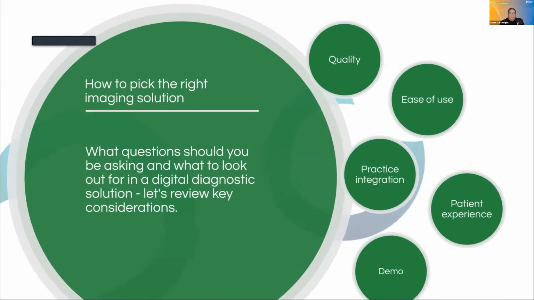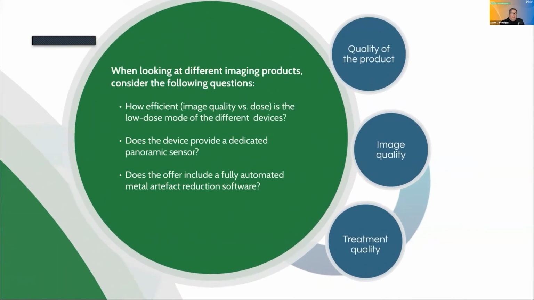When it comes to the quality of your imaging solution, some of the key things to consider and ask about are: how efficient is the low dose mode of the different machines available? At low dose, are you still getting good enough image quality to carry out the diagnosis? Does the machine have the features and functions you want? If you're going to be using it for 2D imaging as well as 3D, do you have dedicated sensors in there providing that key information for you? And Kreena touched on the topic of metal artifact reduction software, and we will in fact be looking at that in a little more detail as the evening goes on.